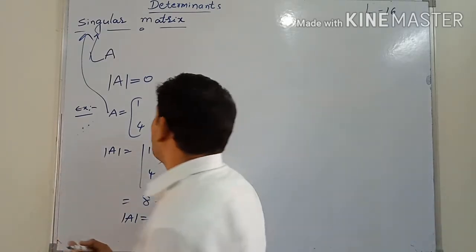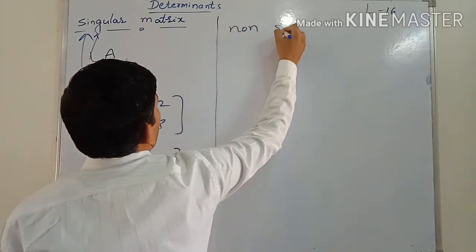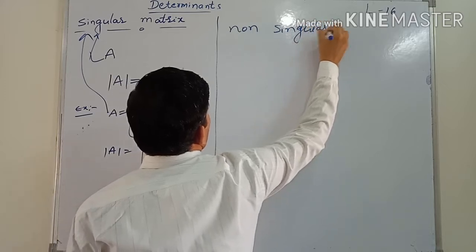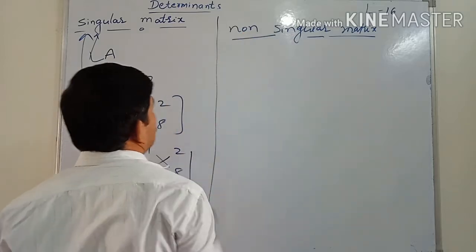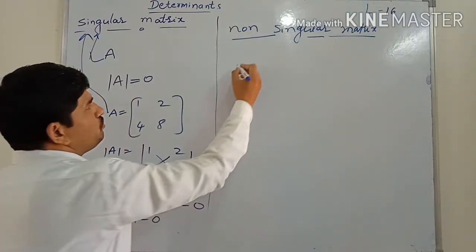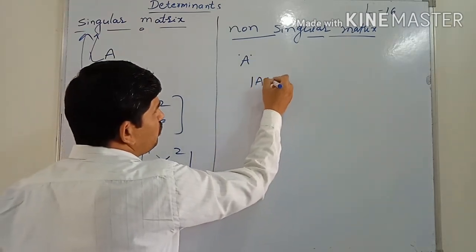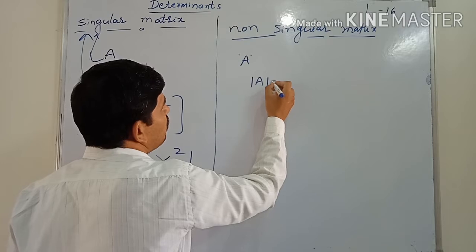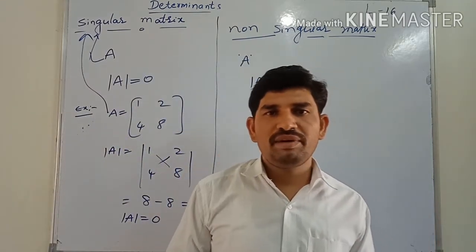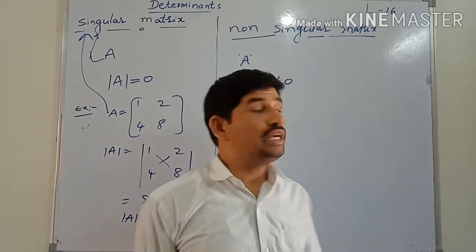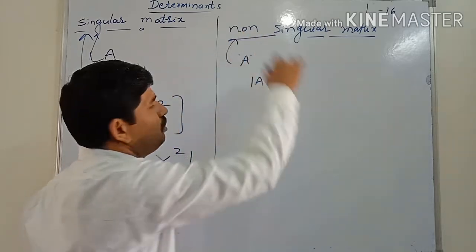Now we can see one more definition. What is the non-singular matrix? Suppose we take the square matrix A. If I find the determinant of that matrix and the result is not equal to 0, that is, the determinant of that matrix is not equal to 0, then we can say such a matrix is known as a non-singular matrix.